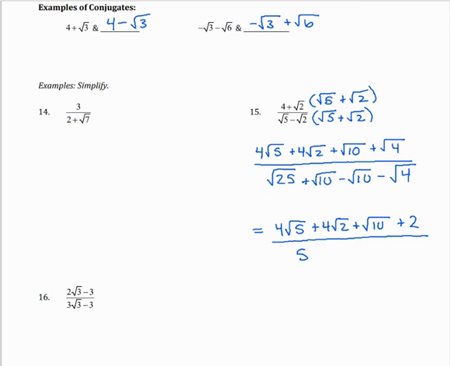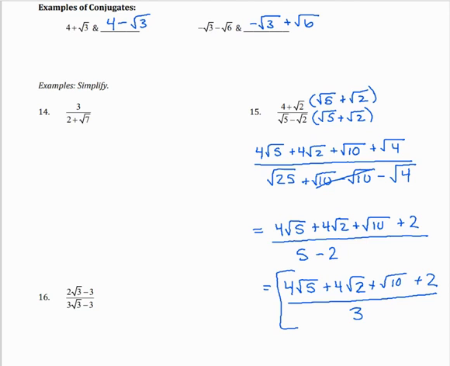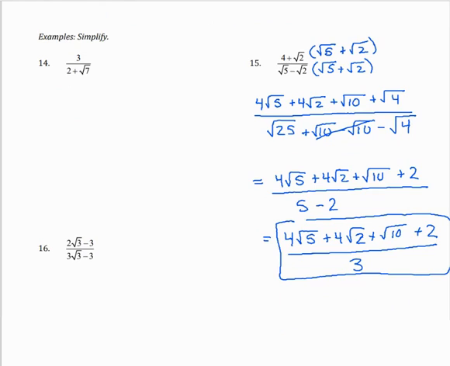Root 5 times root 5, the roots just cancel. The middle two terms will also always cancel as long as you use the proper conjugate. And then minus root 4, that's just really saying minus 2. So if we do one last round of simplification, we have 4 root 5 plus 4 root 2. Notice I'm not adding any of these together in my numerator because none of the radicals are the same, and I can't make them the same. And lastly, in my denominator, we have a 3. There's my answer. Okay, you try 14 and 16.